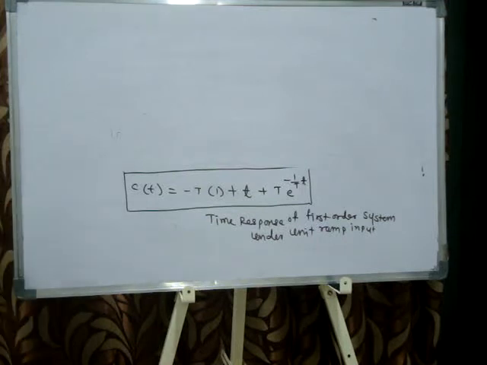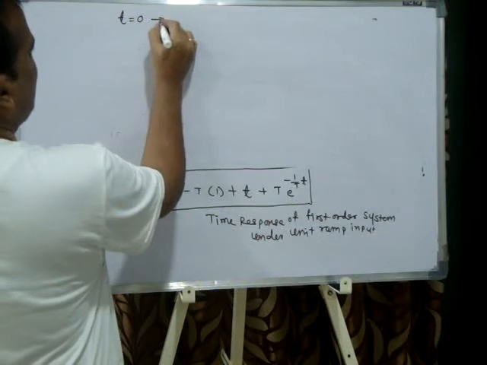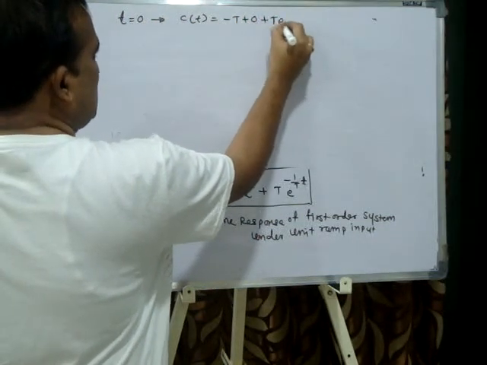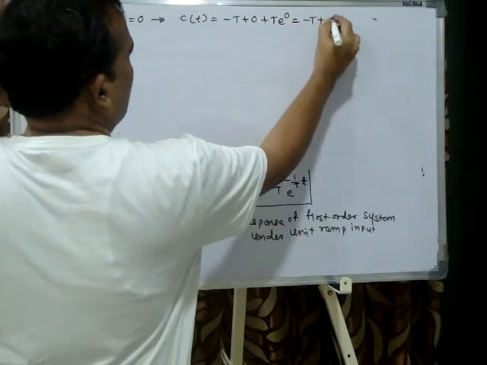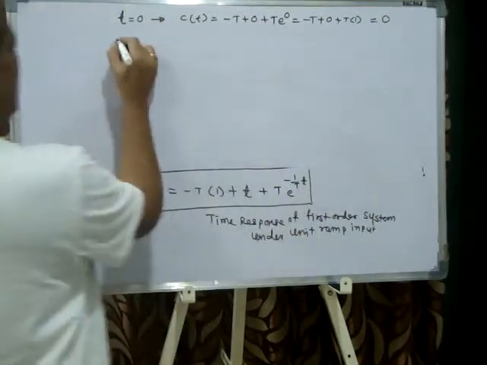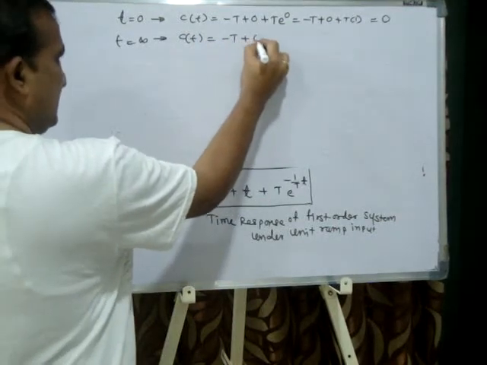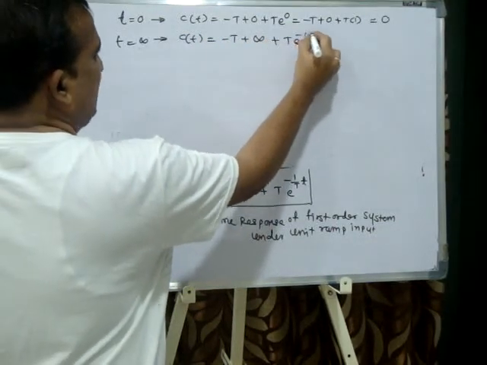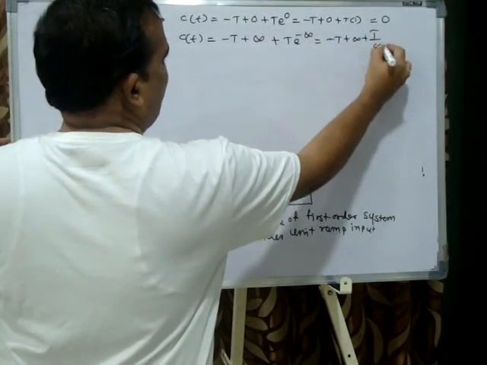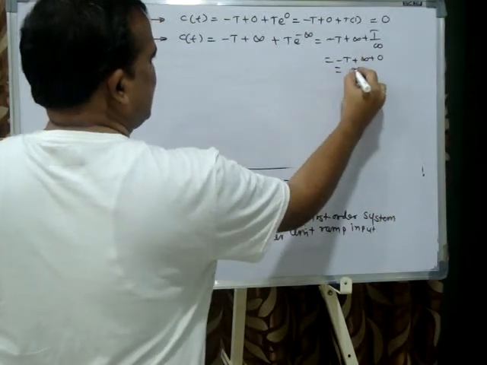How to draw a graph? You check whether it is passing through the origin or not. At t equal to 0, c of t equals minus T plus 0, e raised to 0, that is 0, plus T into 1, that is 0. When t equals infinity, c of t equals minus T plus infinity plus T e raised to minus infinity, that is minus T plus infinity plus T by infinity, that is 0, and infinity plus something is nothing but infinity.